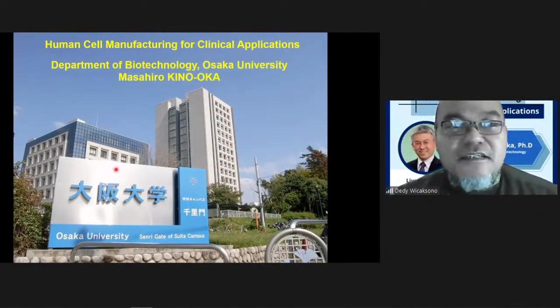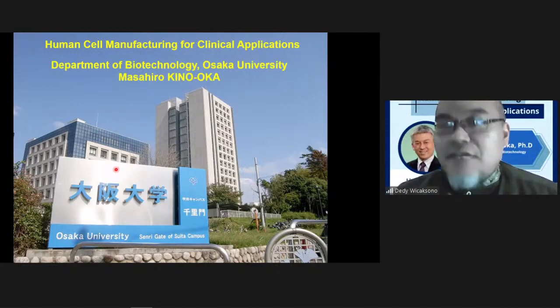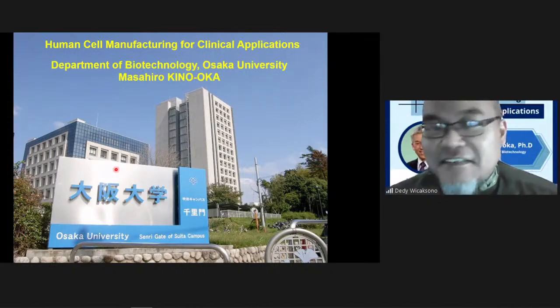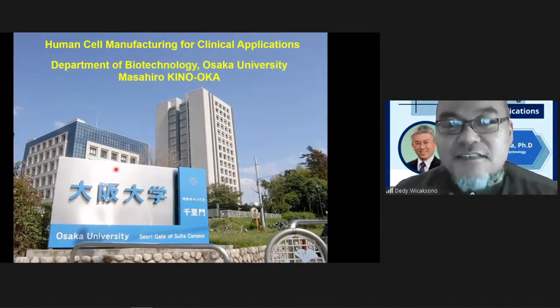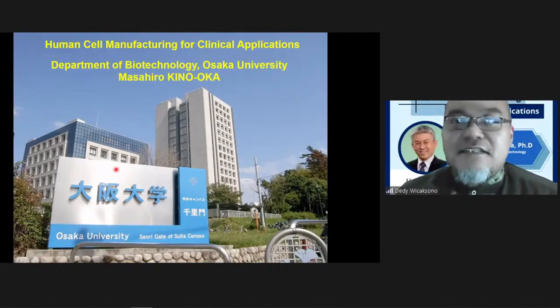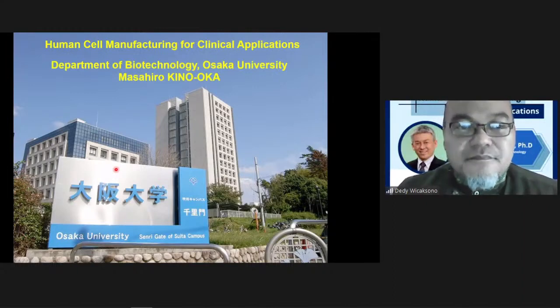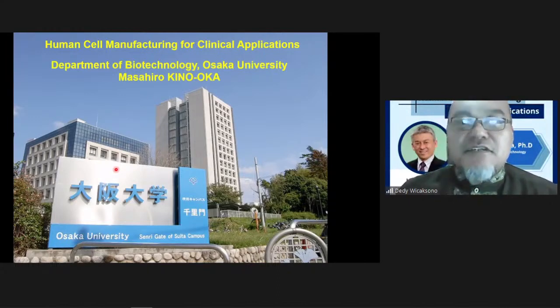We are very much honored to have a very well-known, famous professor from Osaka University, Professor Masahiro Kinooka, or Kinooka Sensei. I would like to introduce first his biography for the audience, for the students, lecturers that attend this guest lecture, so that we know a little bit more about our today's lecture. So, Professor Masahiro Kinooka, PhD, is a professor in Department of Biotechnology, Osaka University.